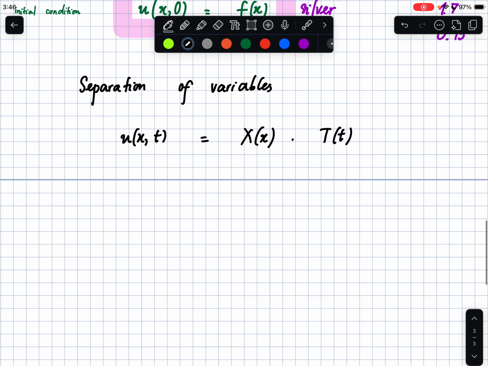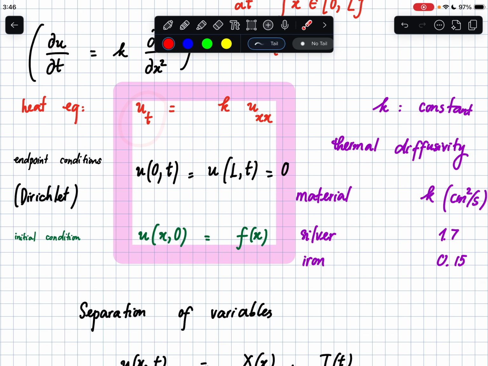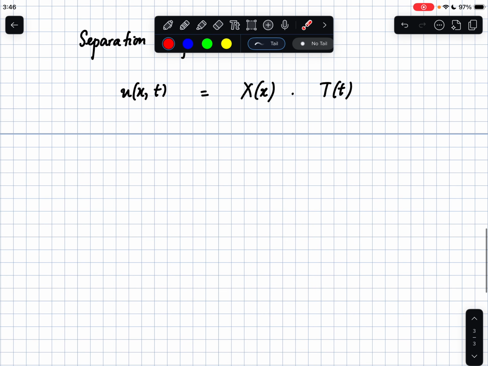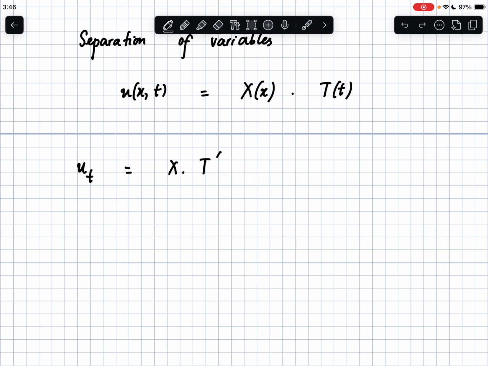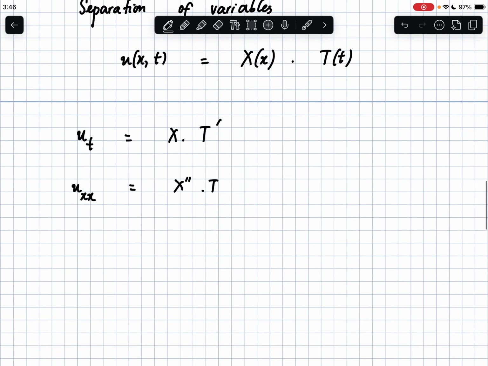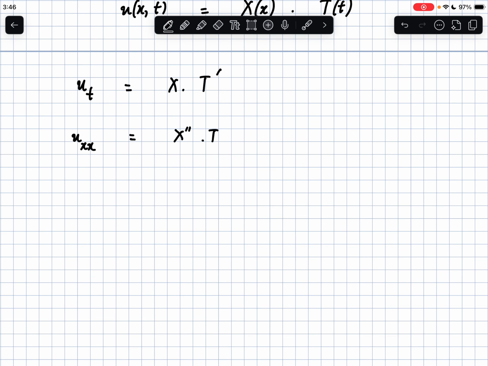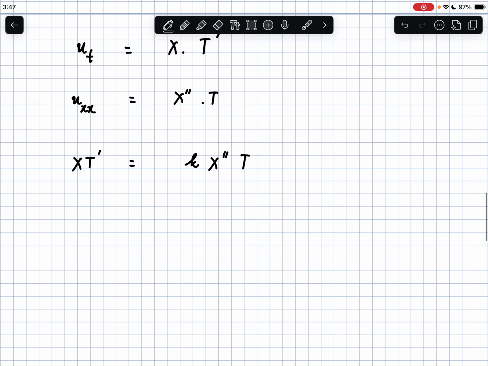So here, how do we do it? We need to compute the partial derivatives with respect to t and to x. u_t equals X times T prime, because when you take the derivative with respect to t, the factor X is just a constant with respect to time. Similarly, u_xx is X double prime times T. Plug into the heat equation: X T prime equals k times X double prime T. Now we want to separate that.